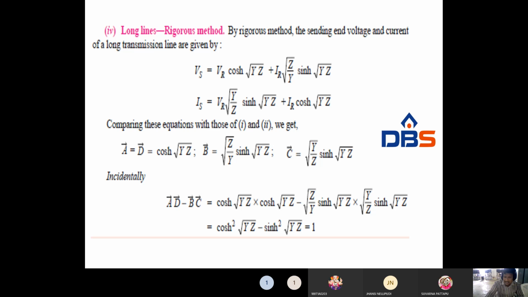minus root Z by Y sin H root YZ into root Y by Z sin H root YZ. Root Z by Y cancels. Cos H square root YZ minus sin H square root YZ. In ordinary trigonometry sin square theta plus cos square theta is 1, but in hyperbolic trigonometric functions, cos H square theta minus sin H square theta is equal to 1. That's why, for long lines also, the transmission line is proved to be symmetric and reciprocal, right?